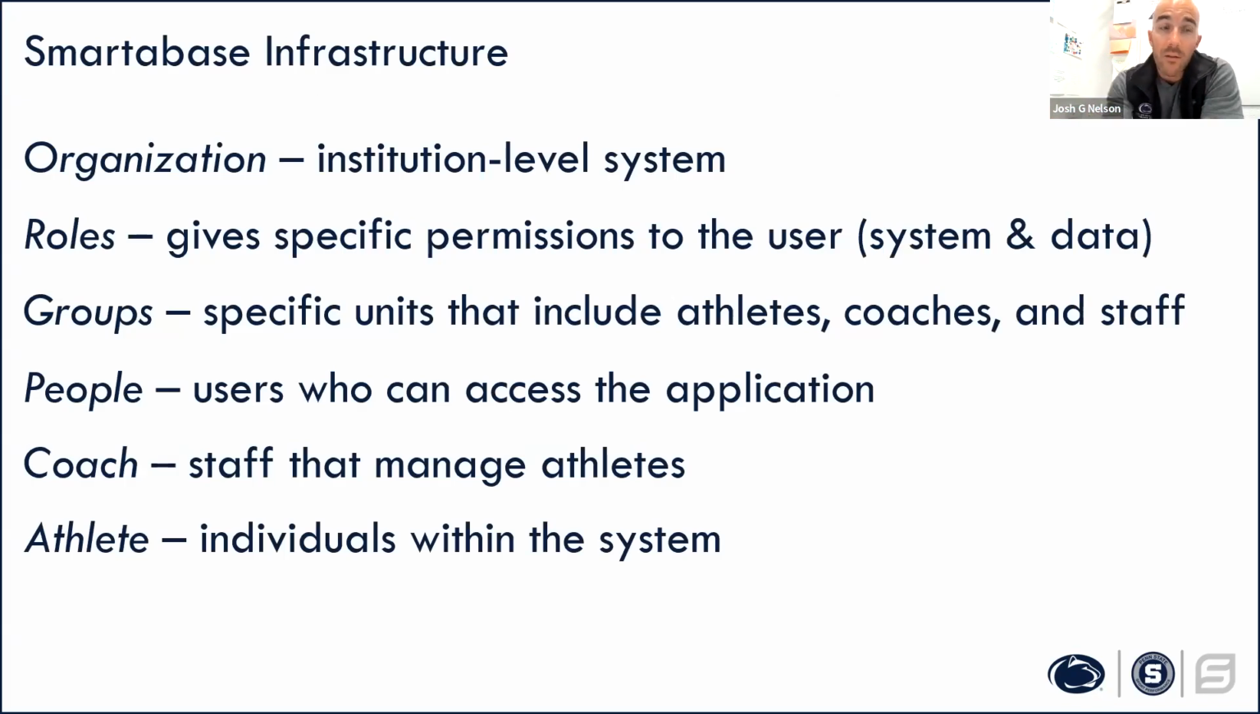So in review, the organization is the institutional level system. It's Penn State Athletics, and we have two sides. We have the EMR and we have the AMS. Roles get assigned to people, and it gives us specific permissions in the system. There's two different types of permissions. There are systems permissions that are essentially like the access that I have to different features on the system, like messaging, like calendar, like use of the sidebar, toggling.